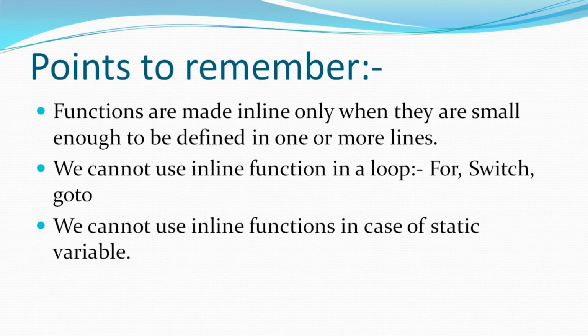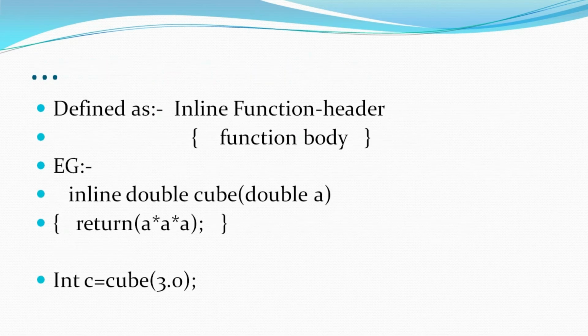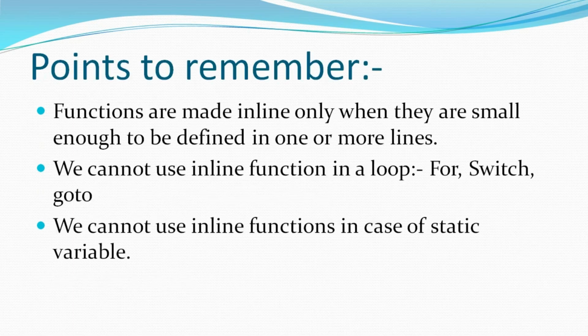The reason behind this is that it will take more memory space. More memory means more registers. Again, the value will be passed to the registers, and it will take the value of the register back. So in between these processes, the execution time will be slow. So the functions are made inline only when they are small enough to be defined in one or more lines.